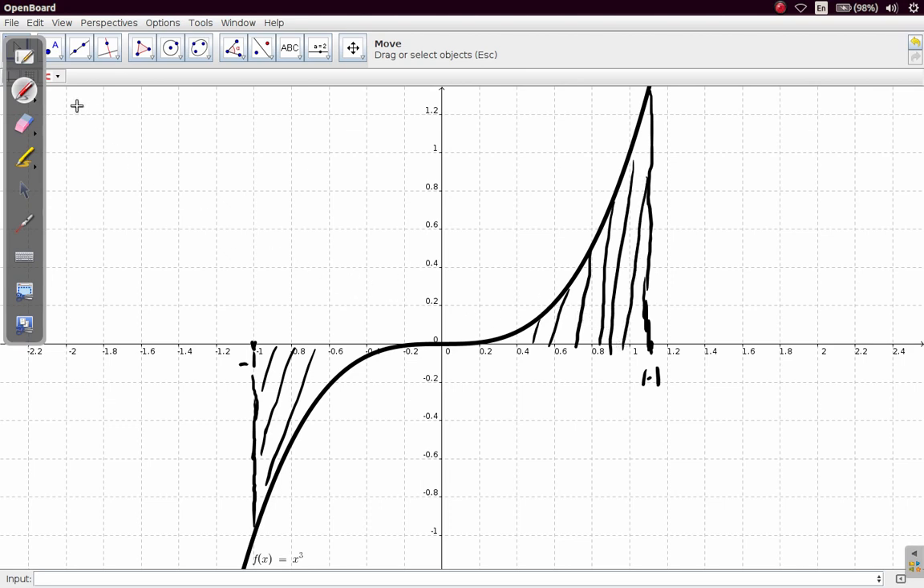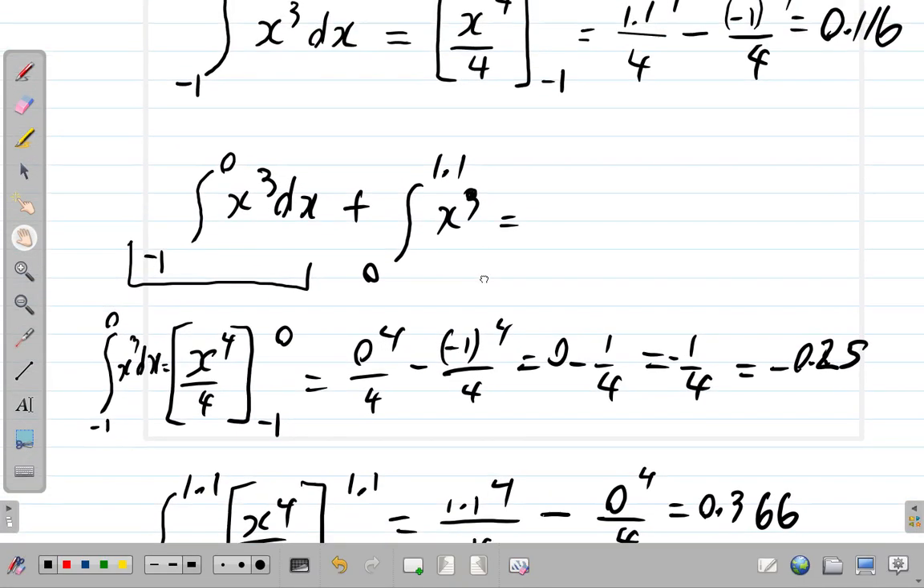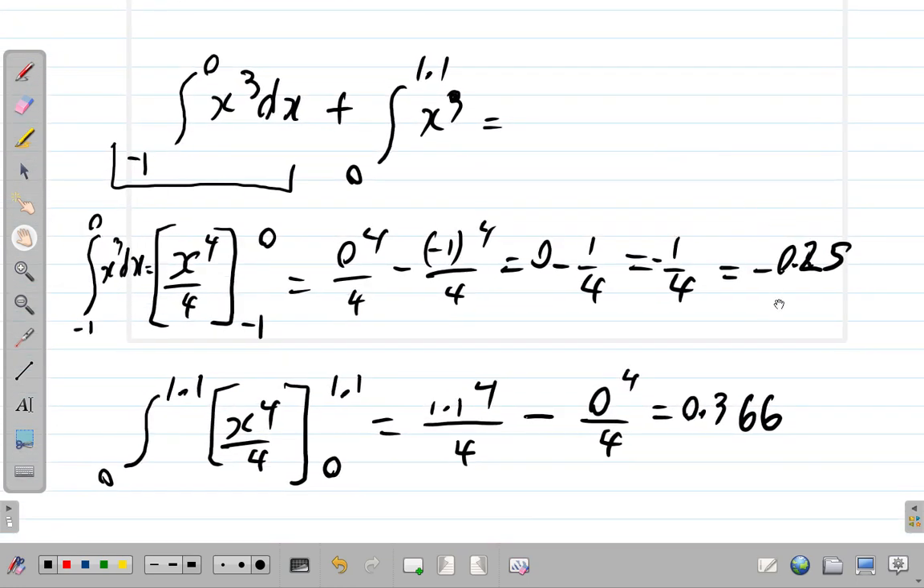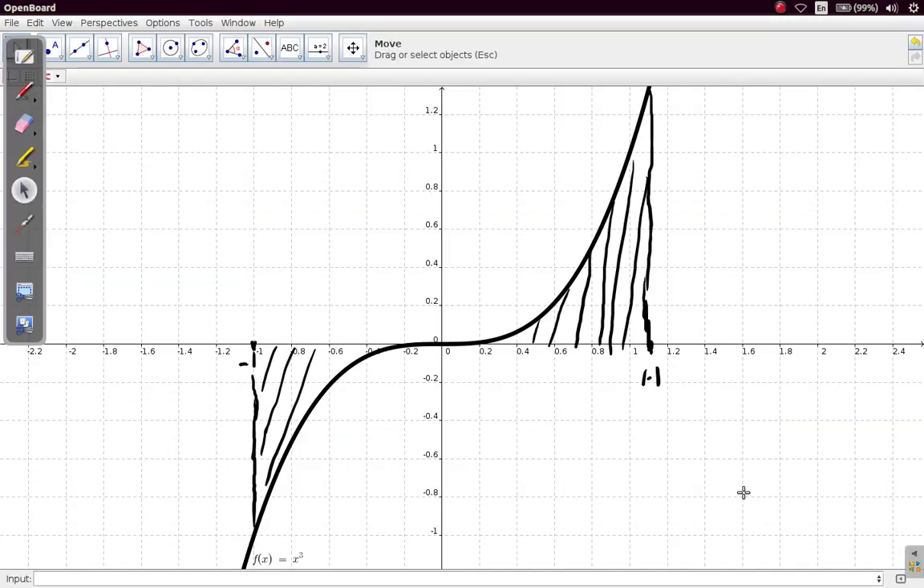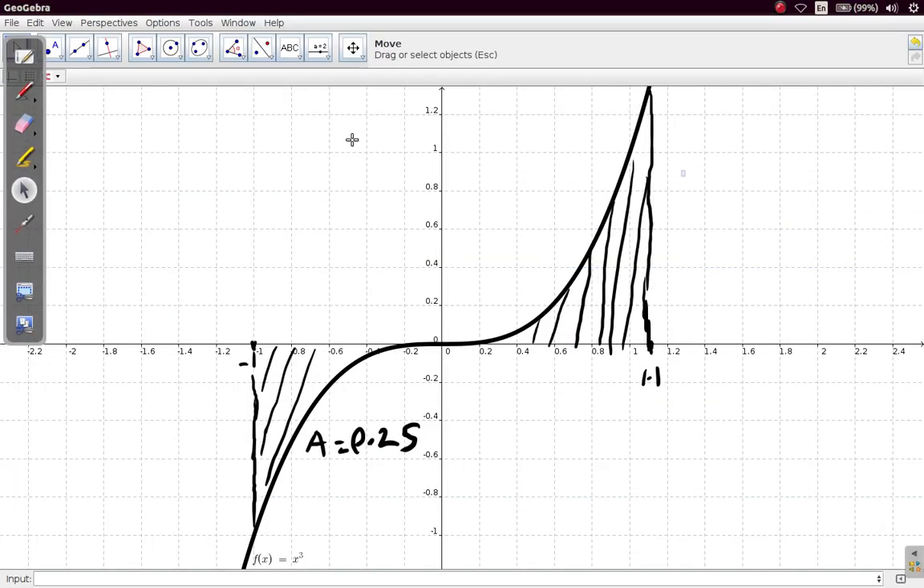Now, we saw that when we did the complete integration in one go, we got 0.116. But when we did them separately, we got 0.25. So this area here is 0.25, which is considered negative because it was below the x-axis, and the other area was 0.366. The area here was 0.366.